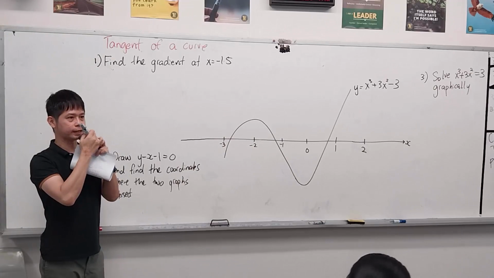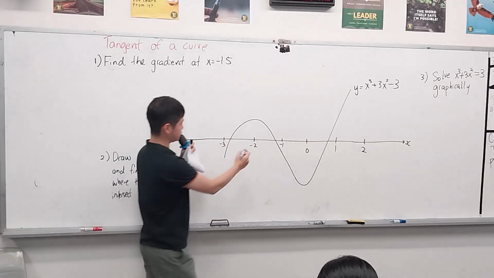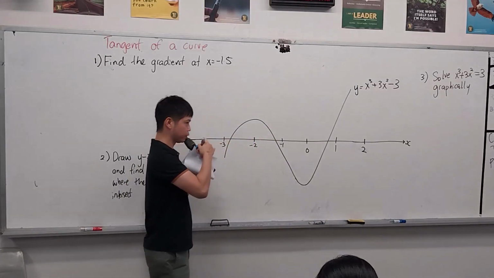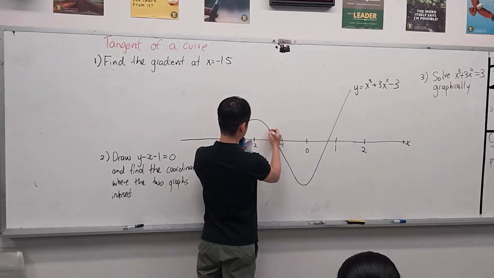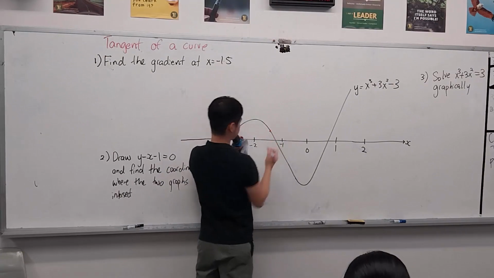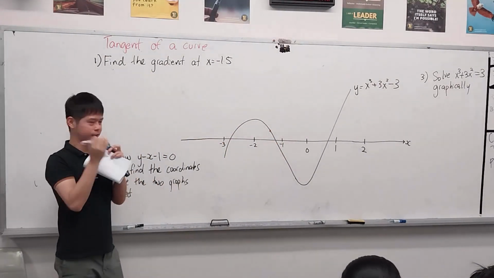So first you need to locate where x equals negative 1.5. It is somewhere down here. Can you please put a cross there first? Just put a small x, just for today. It will be somewhere like that. Just a very small one.